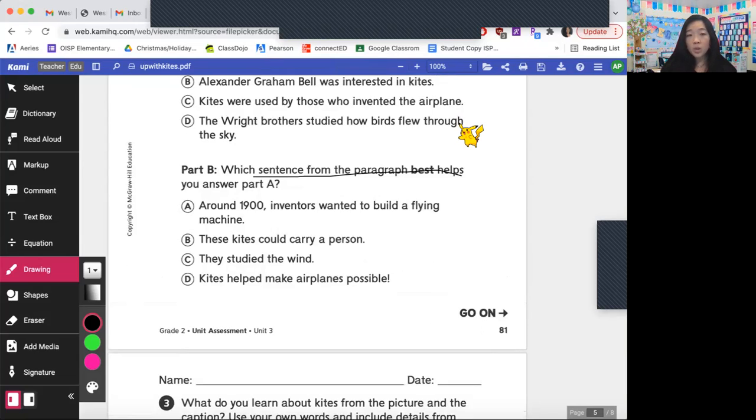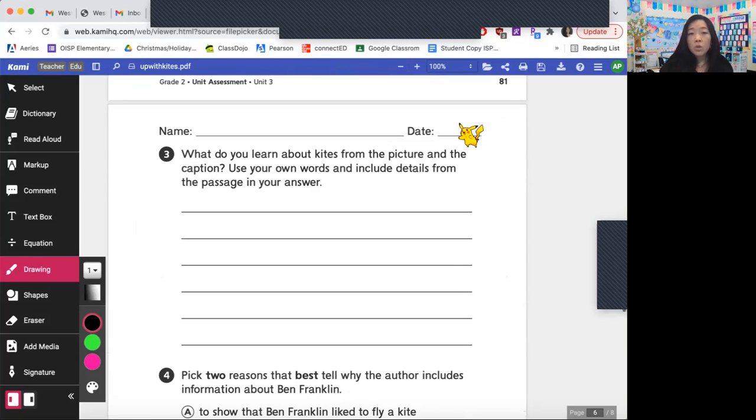We're going to move on to question number 3. What do you learn about kites from the picture and the caption? Use your own words and include details from the passage in your answer. So one more time. What do you learn about kites from the picture? We are going to learn about kites from the picture and the caption, and then we are going to be using our own words. So we are going to need to look at that photo.